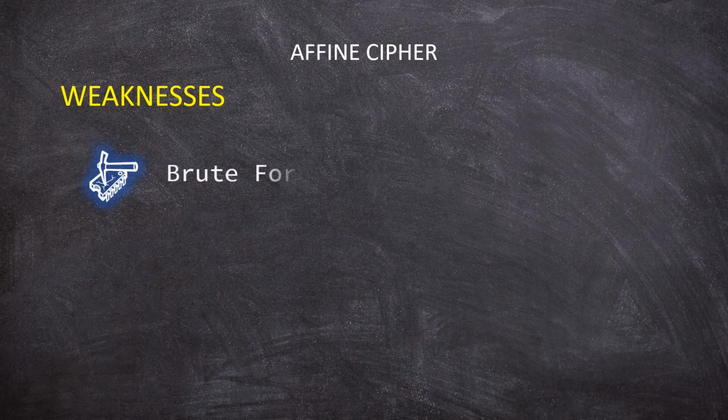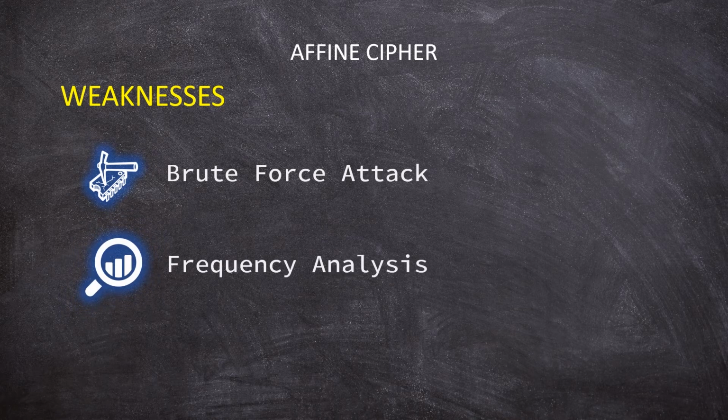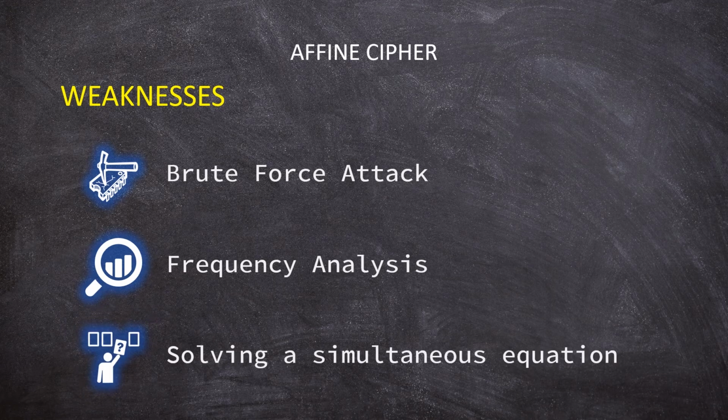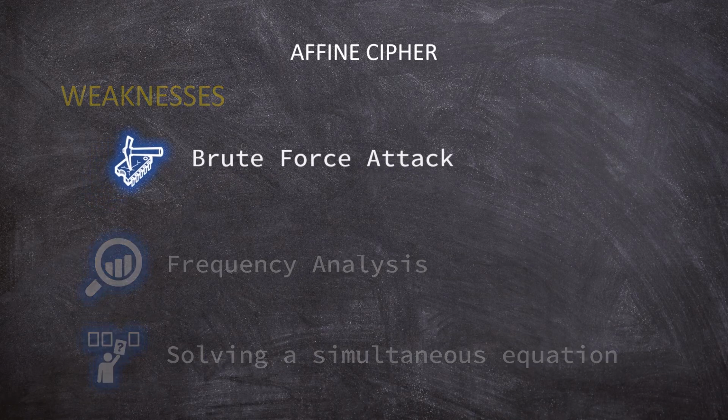The first method is through a simple brute force attack. The second method uses a frequency analysis attack, and finally, the Affine Cipher is most susceptible when solving simultaneous equations. Let's take a closer look at each of these methods and see how they work.